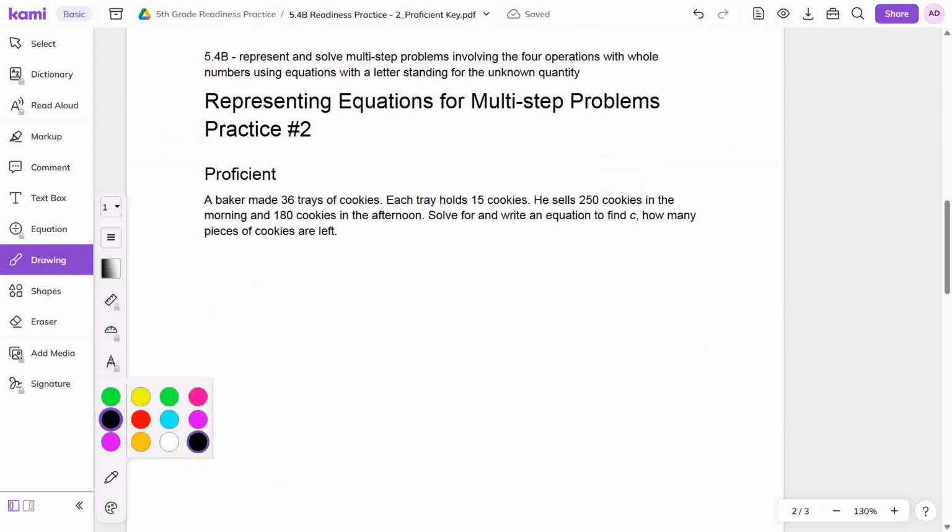So next, we have a baker making 36 trays. Each tray holds 15 cookies. We sell 250 cookies in the morning, 180 in the afternoon. All right, we're going to find C.